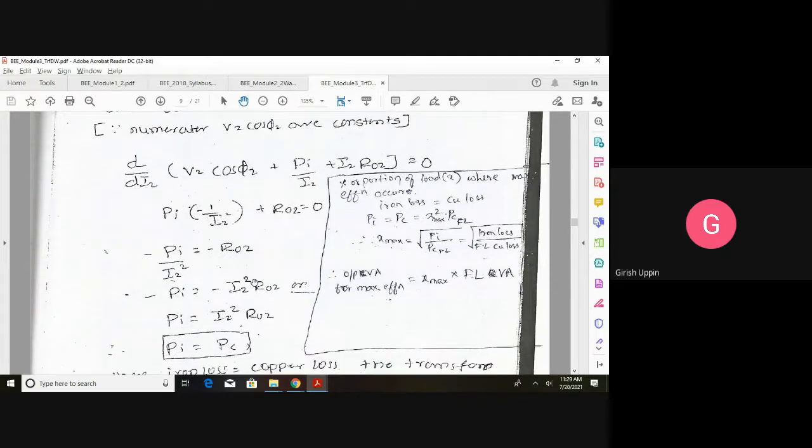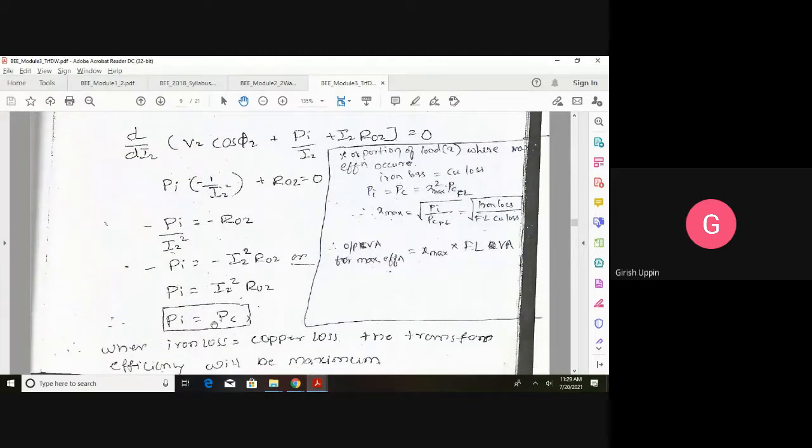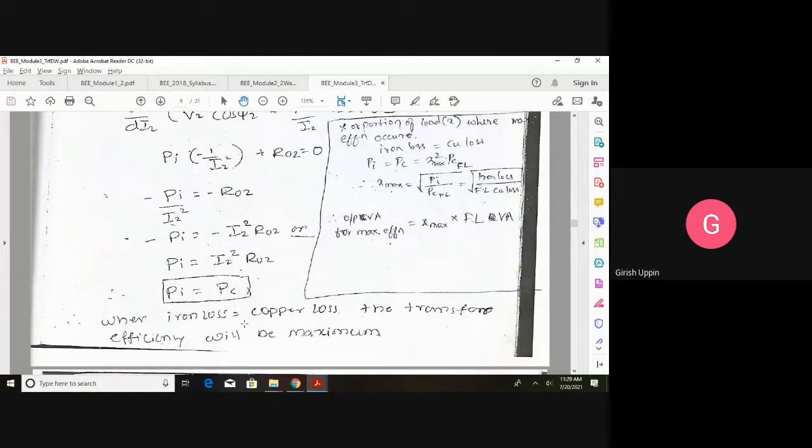So what will remain is minus Pi by I2 square is equal to minus R02, or minus Pi is equal to minus I2 square R02, or Pi is equal to I2 square R02. What is I2 square R02? It is nothing but the copper loss. Therefore, Pi is equal to Pc. So this is the condition when copper loss is equal to iron loss. As the load changes, the copper loss will change. At a certain point, the iron loss will become equal to the copper loss. That is when we have the maximum efficiency. When iron loss is equal to copper loss, the transformer efficiency will be maximum.